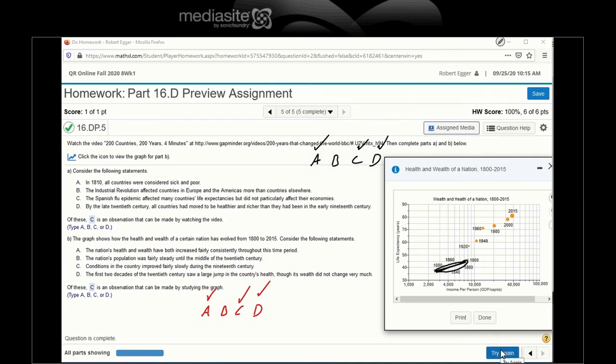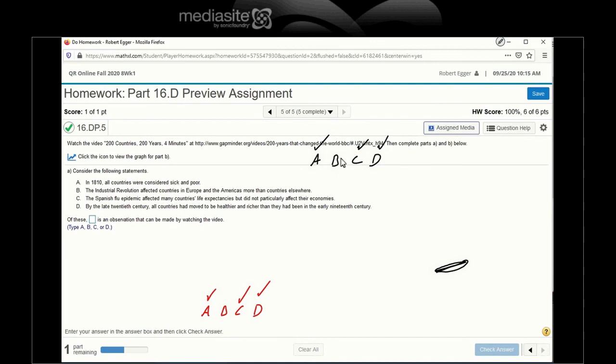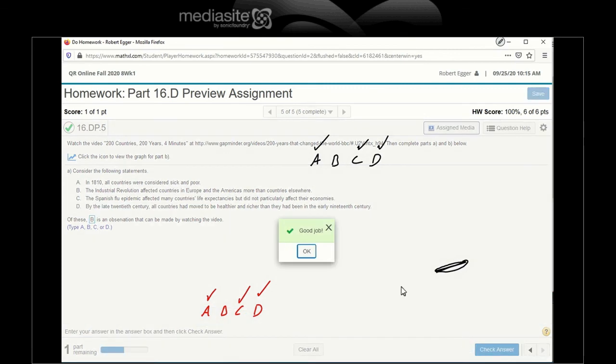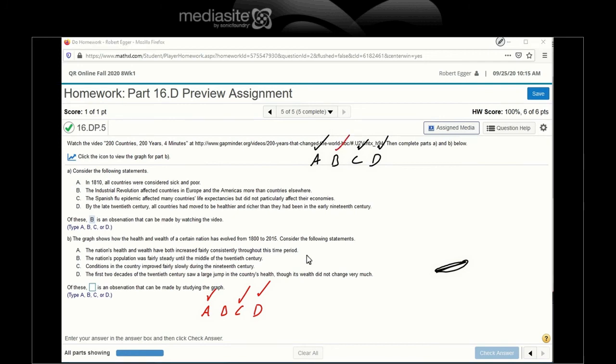Try again. And last but not least, let's look at B. If any of those were wrong, it'd be this one because it says the Americas, which includes South America. And that one says that was also correct.